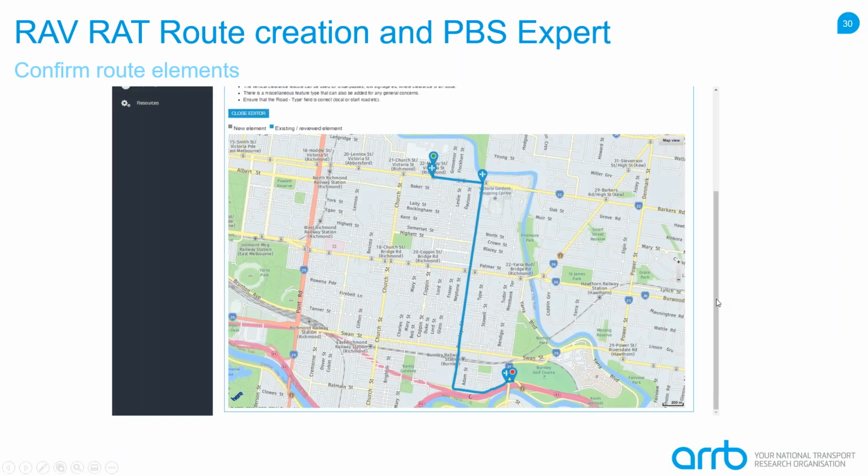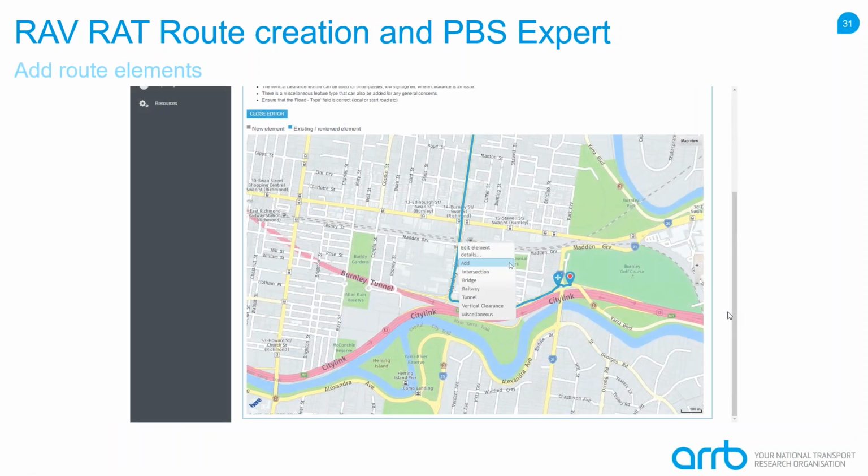Once we've finished confirming all the route elements, everything will be turning blue as you go through. And once everything is colored blue, that basically means that you've confirmed all of those route elements. The last step in that is adding any additional elements that weren't pre-populated already. RAV RAT will try its hardest to pre-populate as much detail as possible. However, it does sometimes miss things like bridges or rail crossings, mainly because they're not already sitting in the Here Maps database.